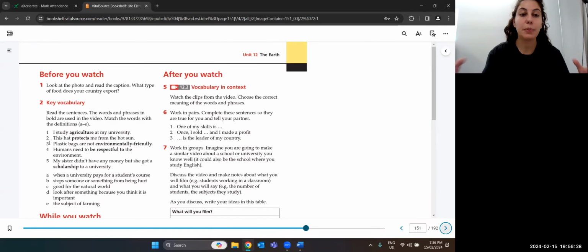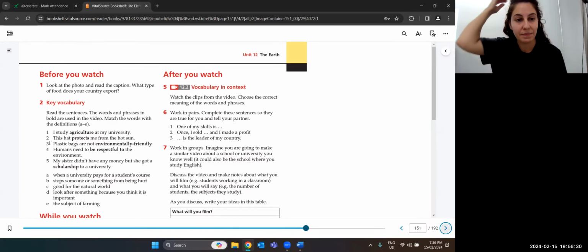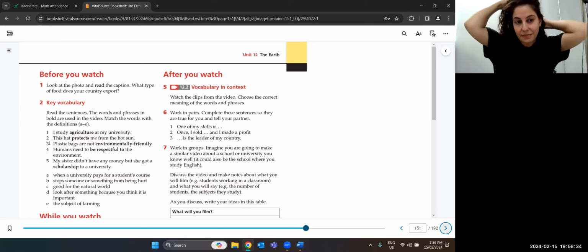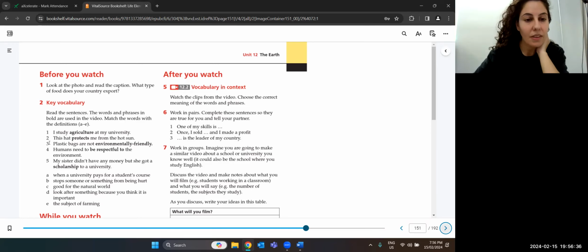This hat protects me from the hot sun. What does the verb protects mean? It's to stop someone or something from being hurt. Yeah, protects. Plastic bags are not environmentally friendly. What does environmentally friendly mean? Yeah, good for the natural world.